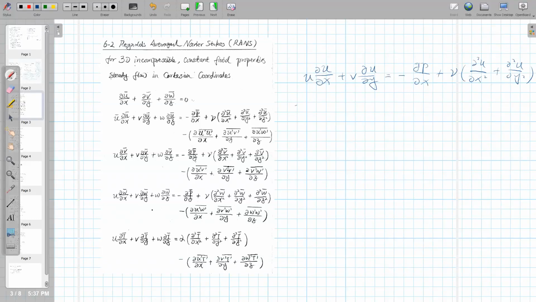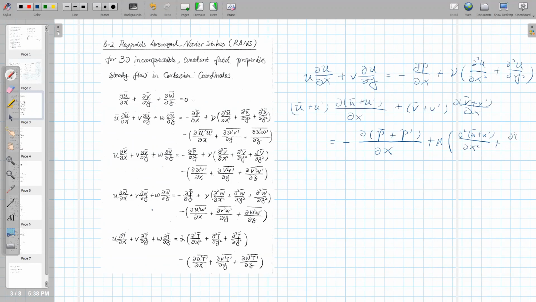Now you just need to make u become u bar plus u prime, and ∂(u bar plus u prime)/∂x, plus v bar plus v prime, and ∂(v bar plus v prime)/∂x. You just separate this u, v, p into both the average value plus the fluctuating value, plus nu times (∂²u bar/∂x² plus ∂²u prime/∂x² plus ∂²u bar/∂y² plus ∂²u prime/∂y²). After doing this, you do averaging on both sides.